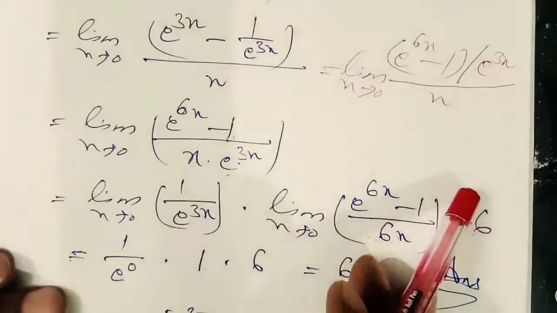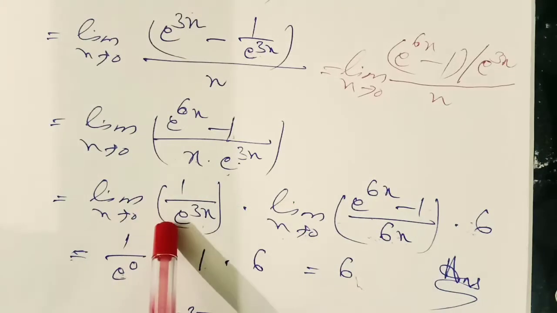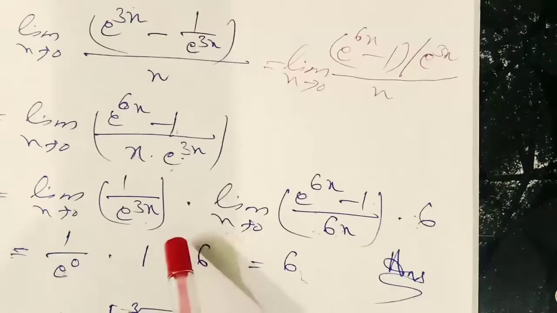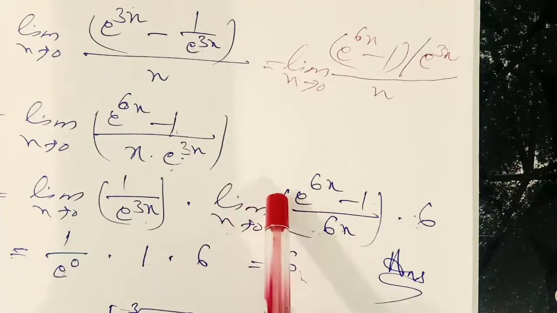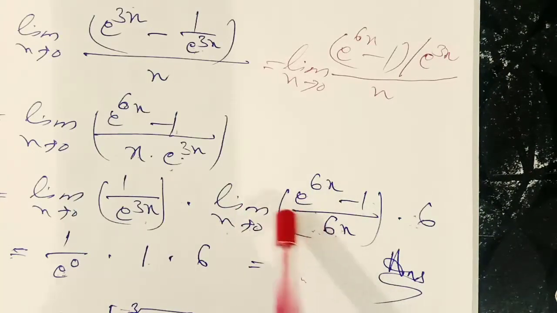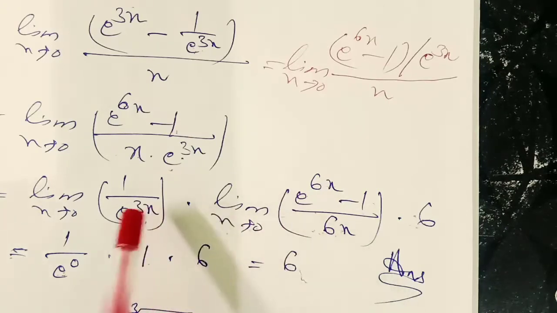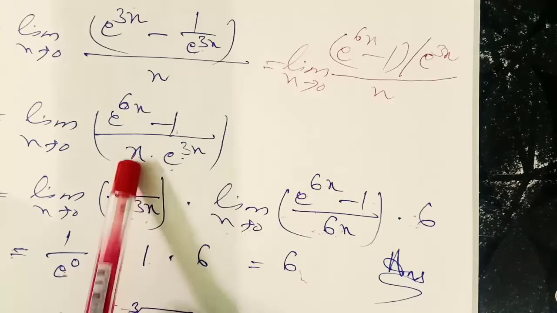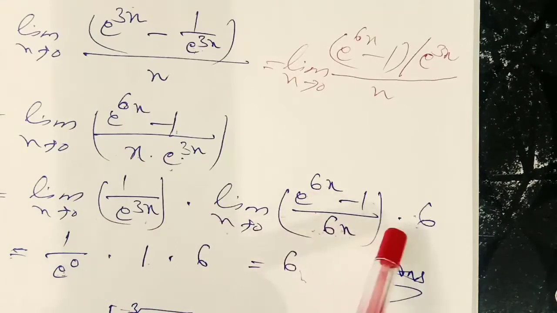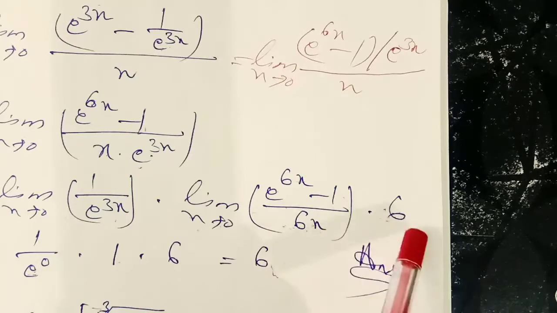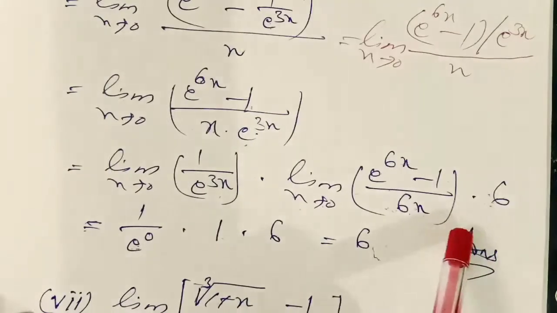Now you have to separate here. Limit x tends to 0, 1 by e to the 3x, into limit x tends to 0, (e to the 6x minus 1) by 6x. So what is the answer of this one? Because I need 6 here. Because e to the power 6x means I have to write 6x. 6 is not there before. Before, what was given? That is x given. That means I have to multiply here by 6, and I have to multiply here also by 6. So this answer is 1. So finally the 6 is here. What is the answer?